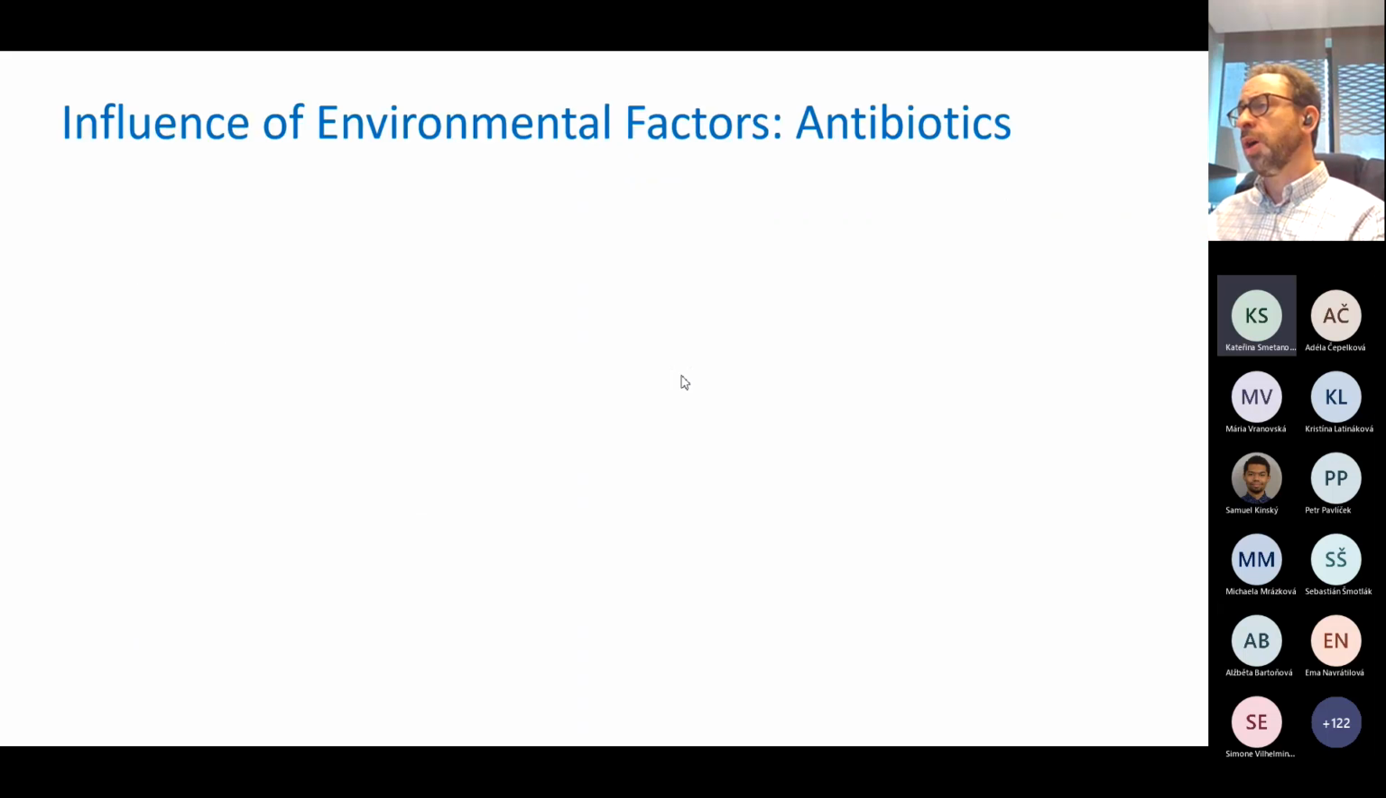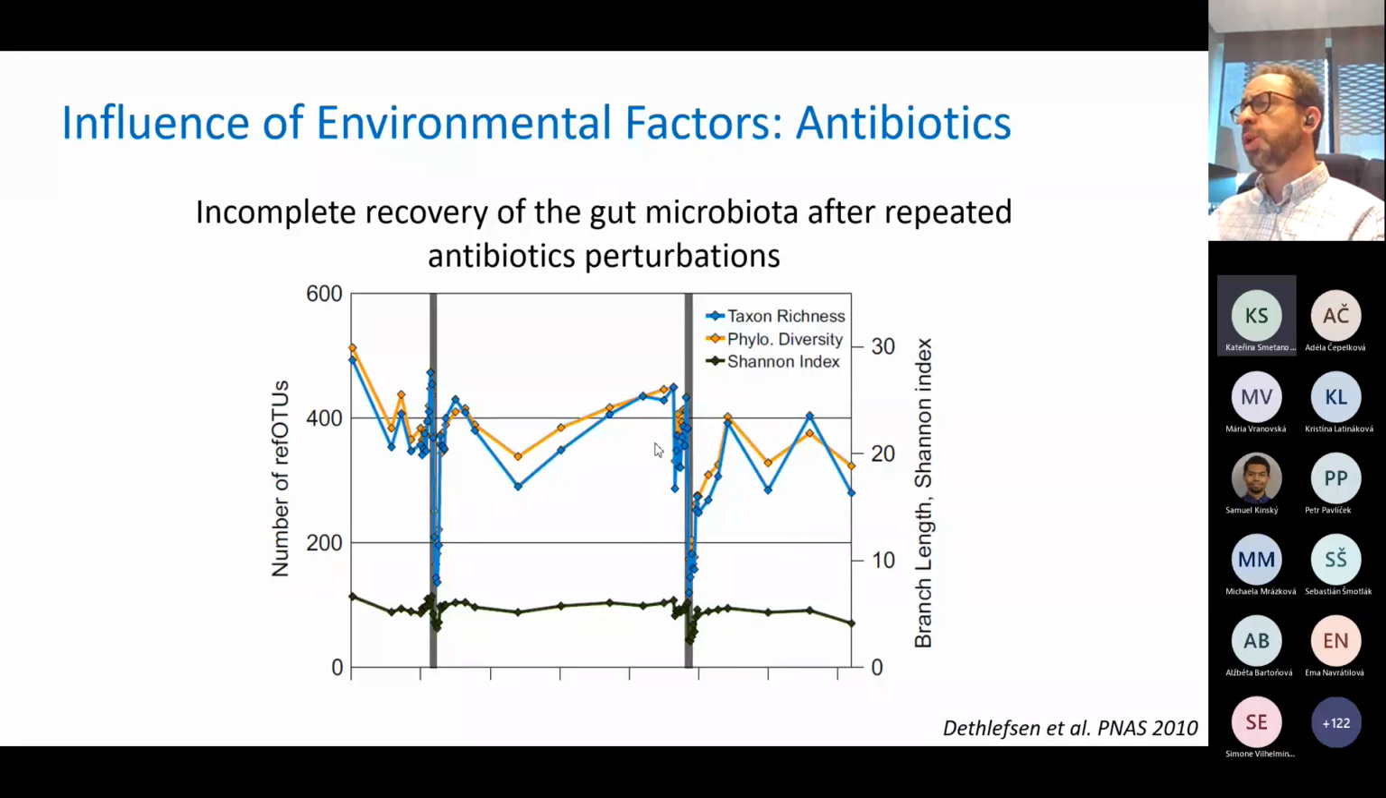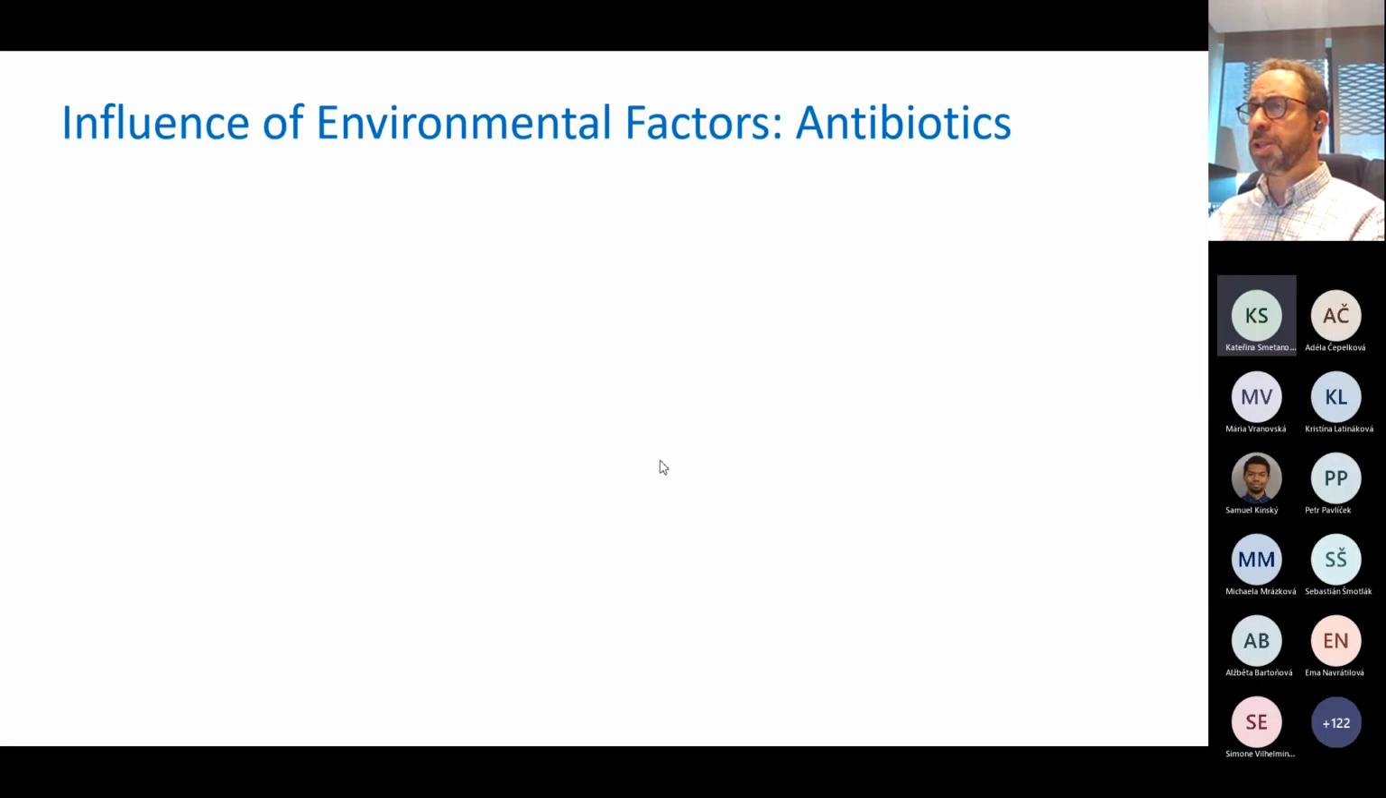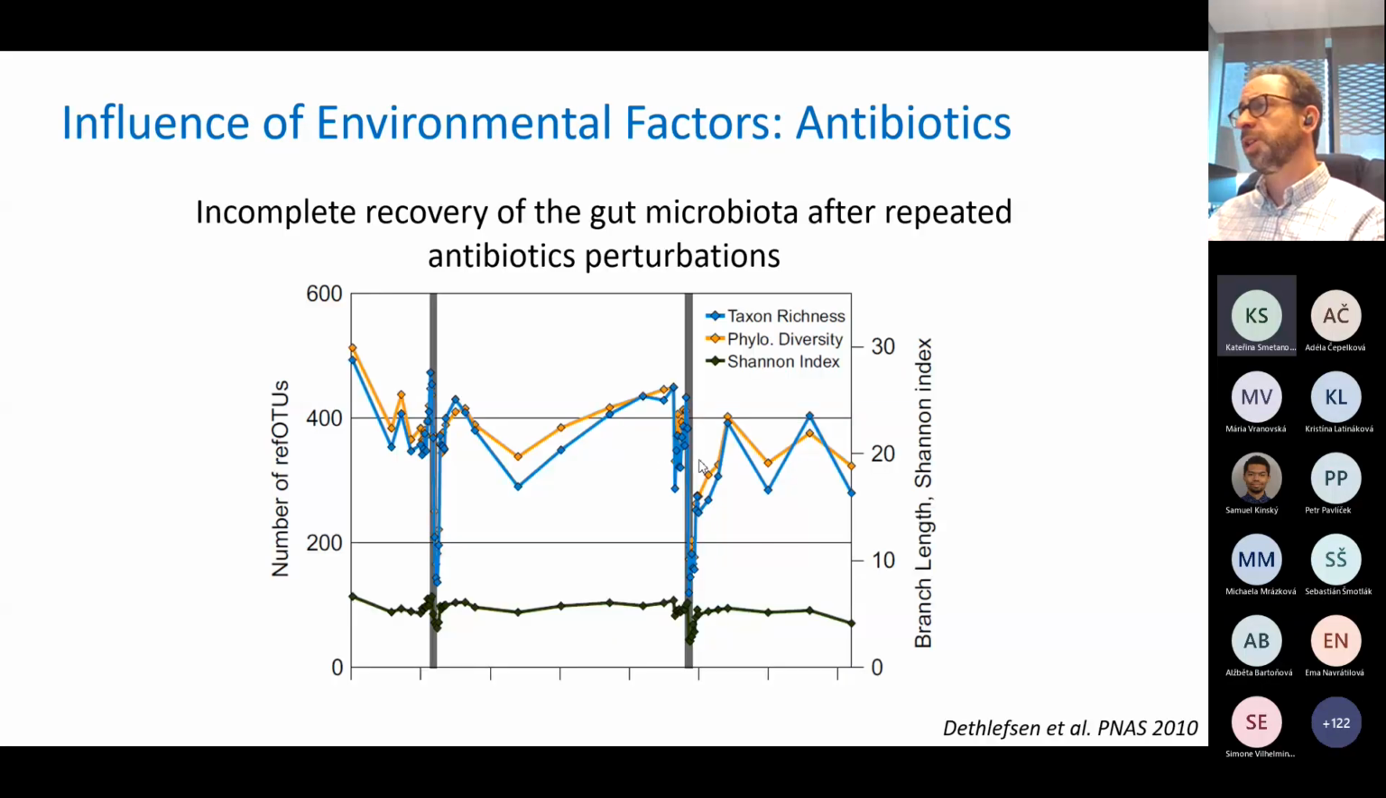So what about environmental factors? I will give you a few examples of the influence of environmental factors. Let's take, for example, antibiotics. You can imagine that this is a kind of environmental factor for the microbiome. Here, I will ask you to focus only on this blue line. This figure represents the diversity of the microbiome, meaning the number of different species present in the gut. And here on the x-axis, this is the time.